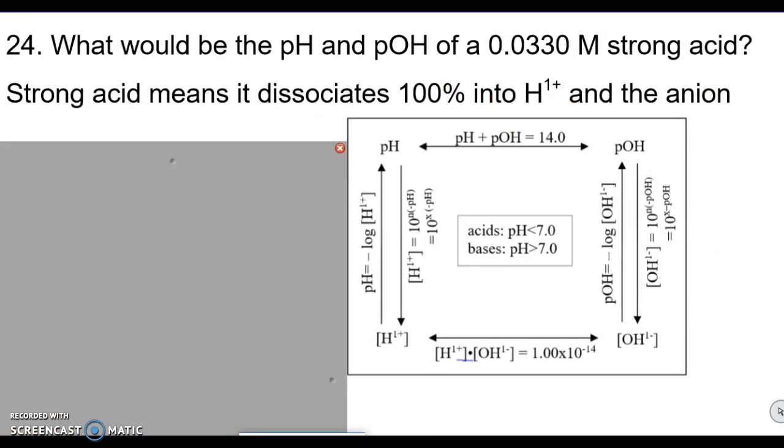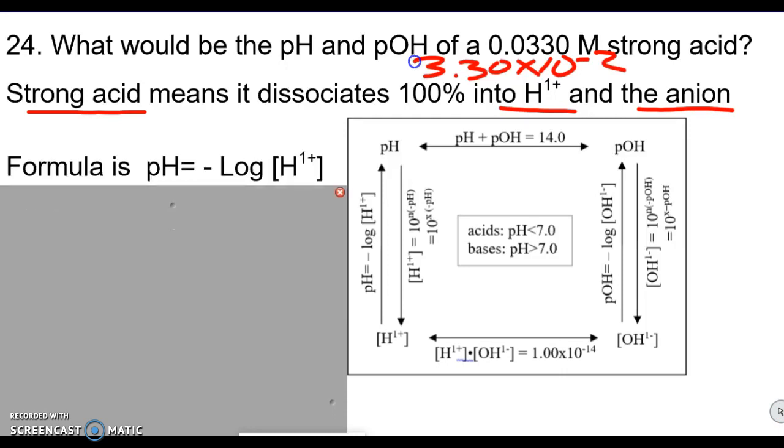Question 24: what would be the pH and the pOH of a strong acid with a molarity of 0.0330? Well, to write that in scientific notation, it's 3.30 times 10 to the negative second, so I know my pH should be somewhere around 2. This is a strong acid, which means it dissociates 100% into hydrogen ions and then whatever anion is left after that. My formula is pH equals the negative log of the hydrogen ion concentration. That's on your cover, and that is that one right there.